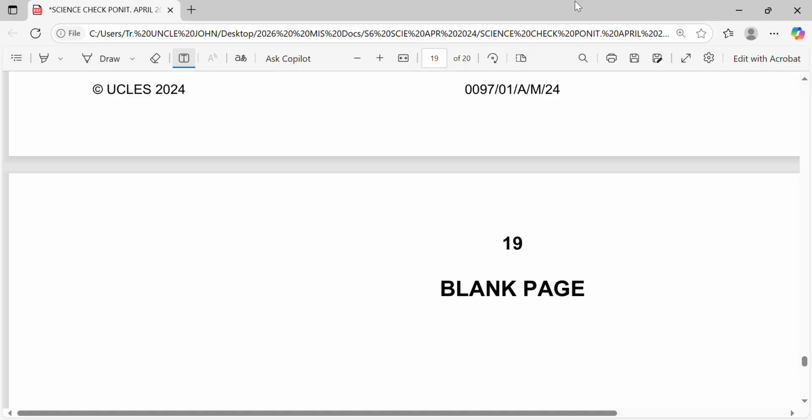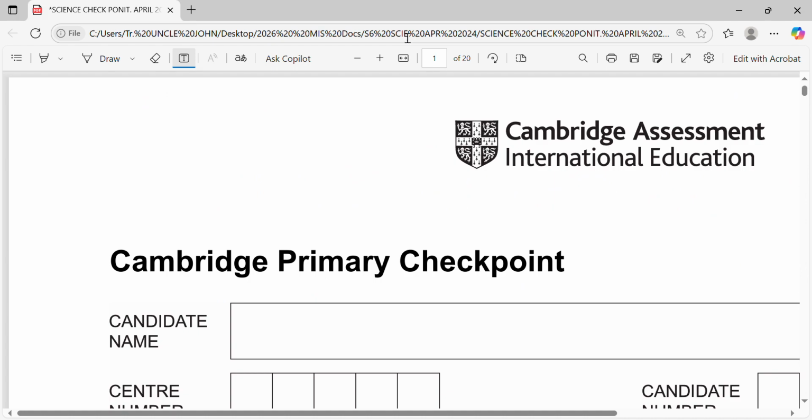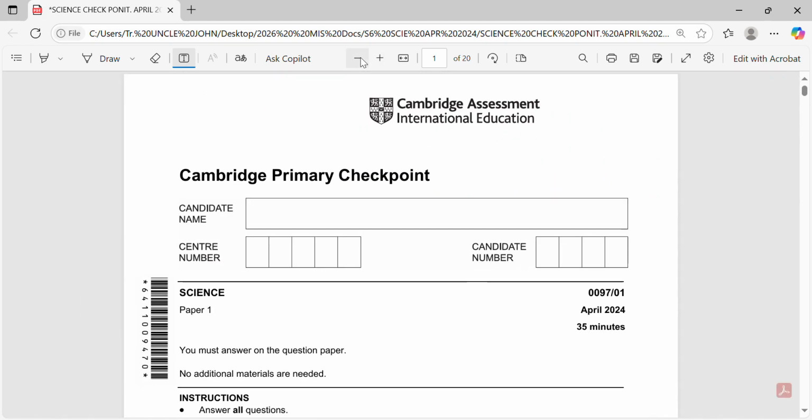It is actually the end of this test. As I've told you, this was a Cambridge primary checkpoint that was done 2024. This paper was science paper 1, and it was supposed to be done in 35 minutes.